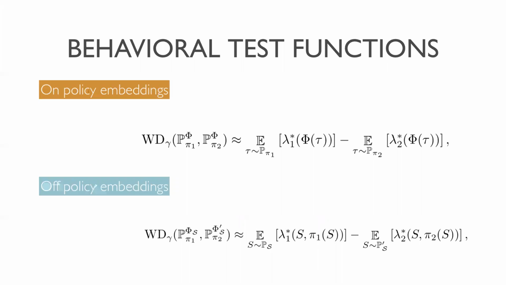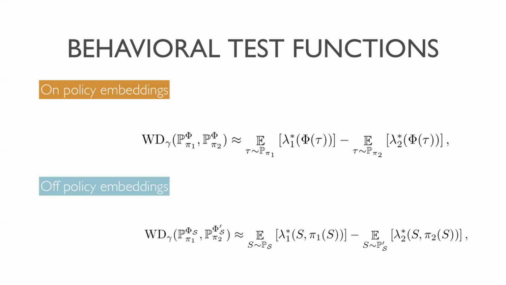Okay, a little bit more intuition here. In the case of one policy embeddings, the idea is this. The Wasserstein distance between two policies using the embedding space and the metric in the embedding space can be, roughly speaking, and this is an approximation, written as this difference of expectations over the test functions. Now the nice thing here is that these are actually on-policy objectives. So this distance can be, roughly speaking, again written as this difference of expectations, but now with respect to the policies that we are trying to evaluate the distance of.